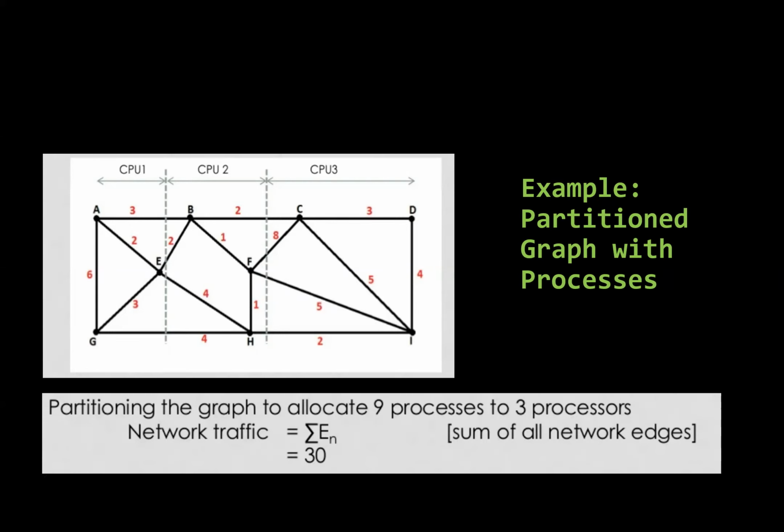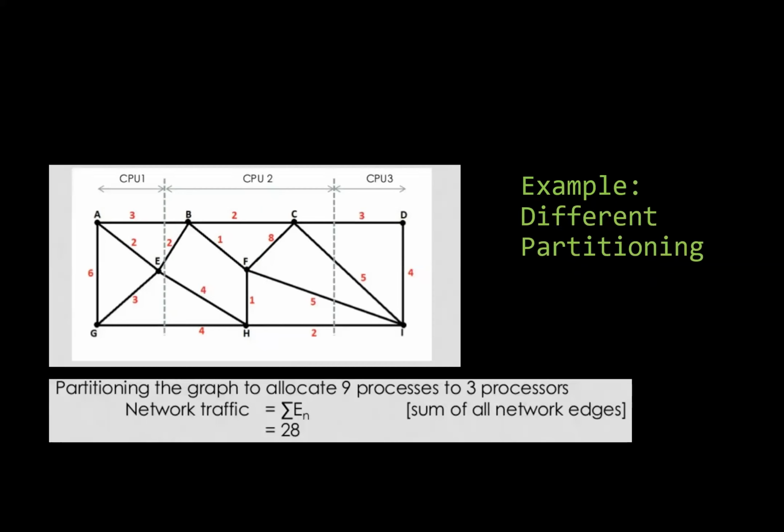The total network traffic is the sum of the arcs intersected by the dotted cut lines, or 30 units. And in example 2, we have a different partitioning that has only 28 units of network traffic, assuming that it meets all the memory and CPU constraints. This is a better choice because it requires less communication.